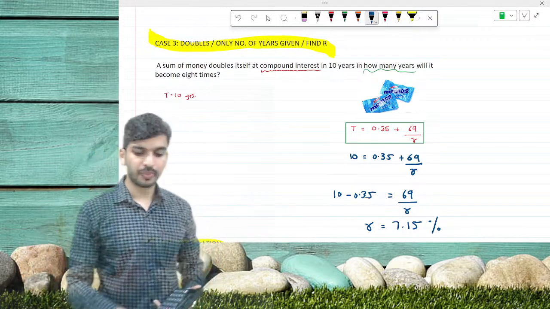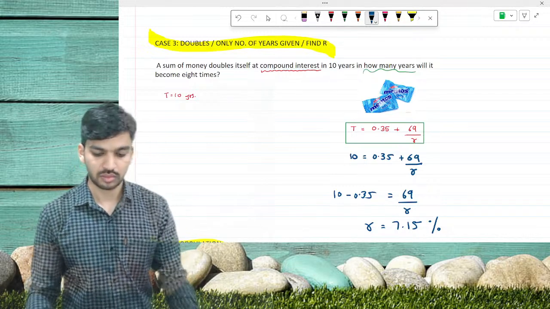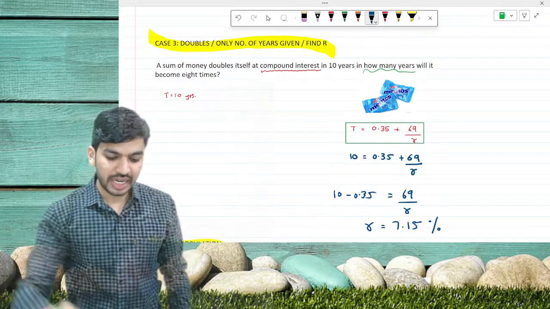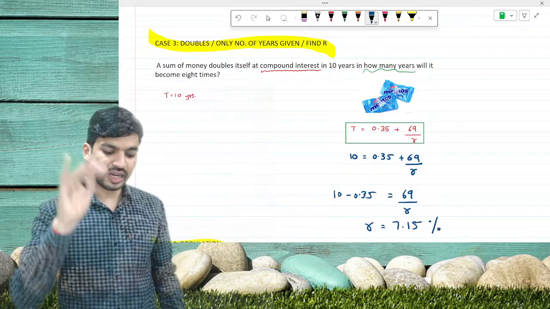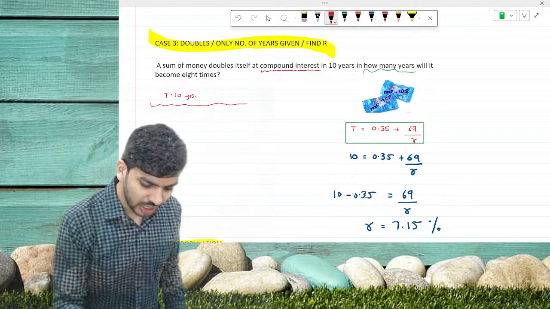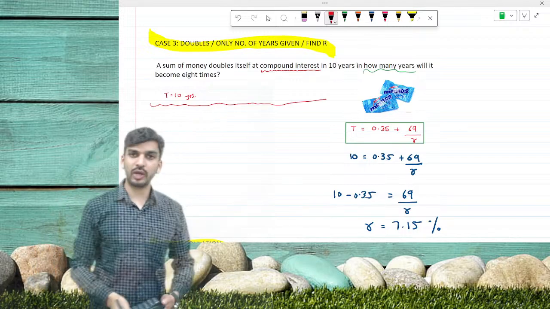Okay, all of you. Now we need to find in how many years it will become 8 times. So now this is a different variety of question. For this, we are going to write down how we are going to get the answer.